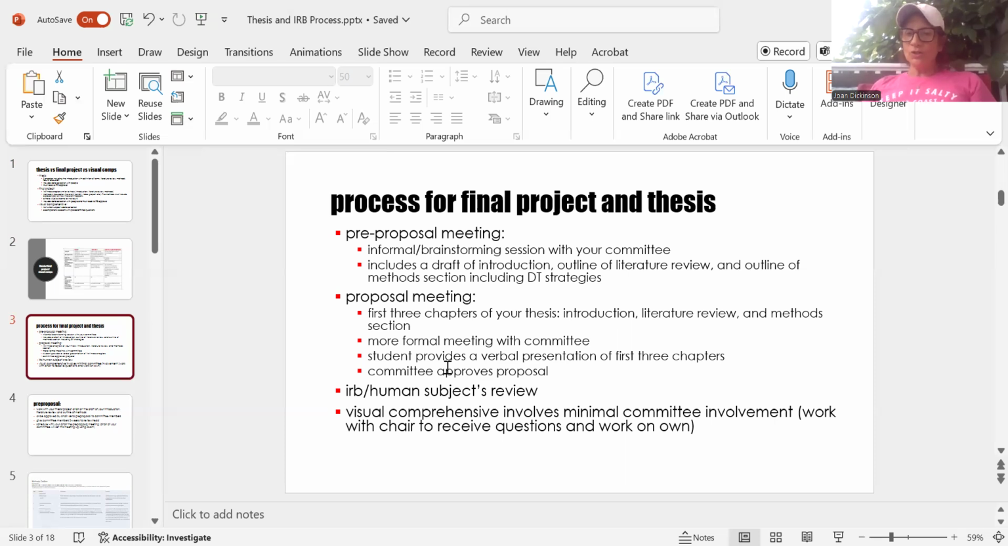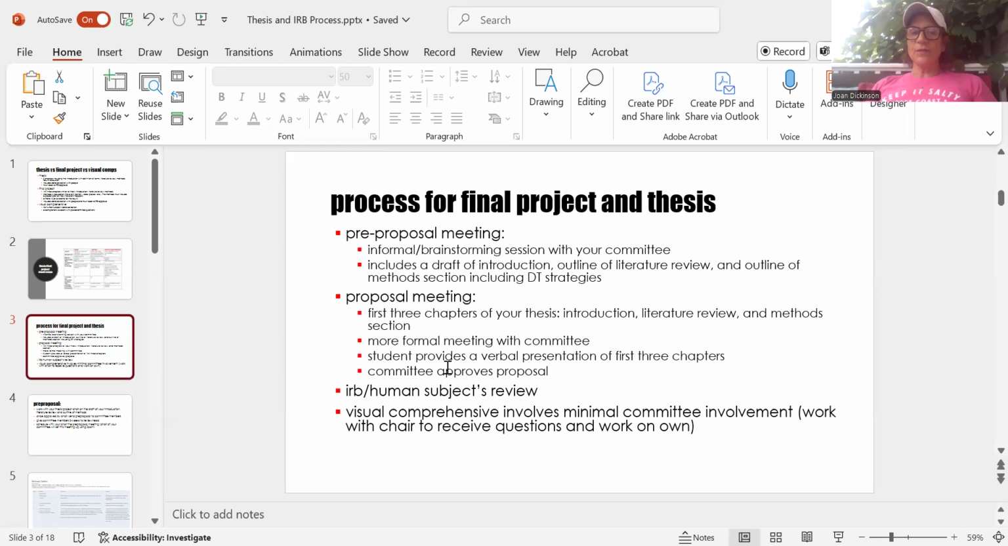And which one you should choose, just to be perfectly frank with you, I think it all depends on what your strengths are. And I also think it depends on what you want to do with this degree and how you want to use this particular degree. For the final project and for the thesis, there is more committee involvement. With the visual comprehensive exam, there is not. Okay, so I think that's really important to note.